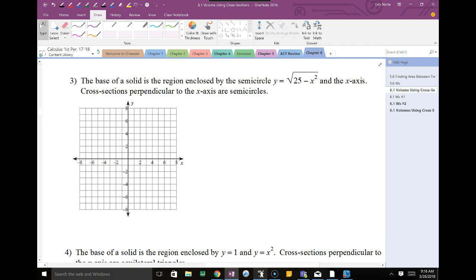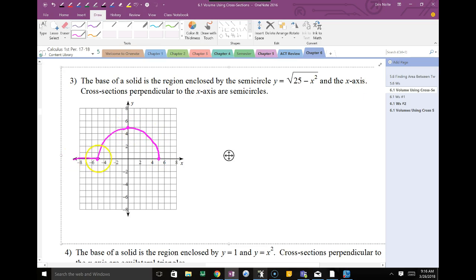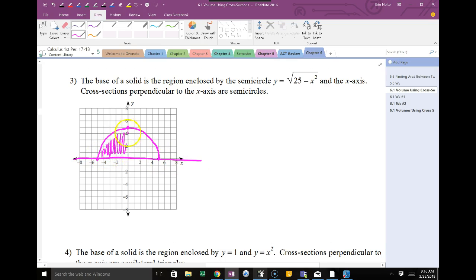Okay. So this question, I think we can kind of bust through the first part of it. The base is a semicircle, so tell me about my semicircle that I'm going to draw. It starts at 0 and has a radius of 5. Very good. Okay, so I'm just going to draw a semicircle with a radius of 5, bounded by the x-axis. So this looks very similar to the last question.